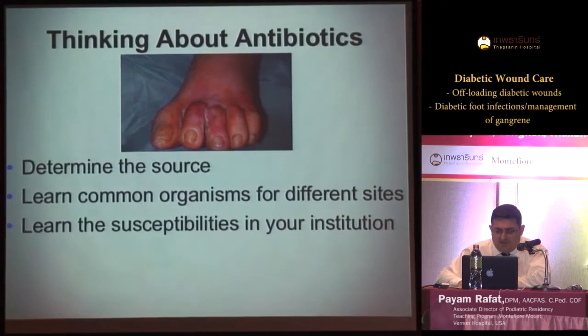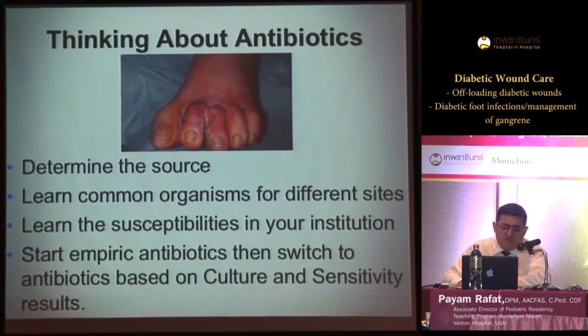And thinking about the antibiotics, we want to determine the source of the infection. We need to learn common organisms for different sites of the infection. Learn the susceptibilities in your institutions, because different hospitals may have different strains of bacteria that may be resistant to certain antibiotics. We usually like to start on strong empiric broad spectrum antibiotics and then switch them to antibiotics based on culture and sensitivity results.